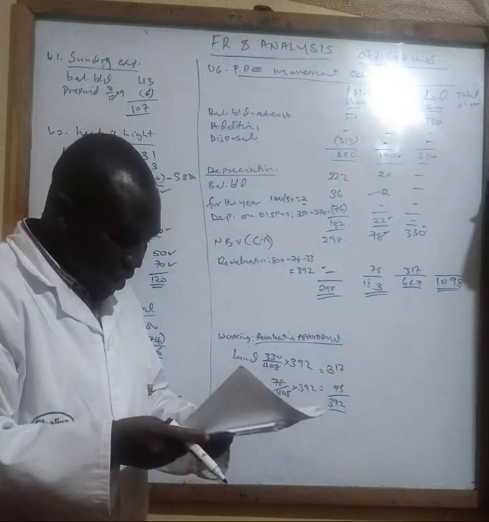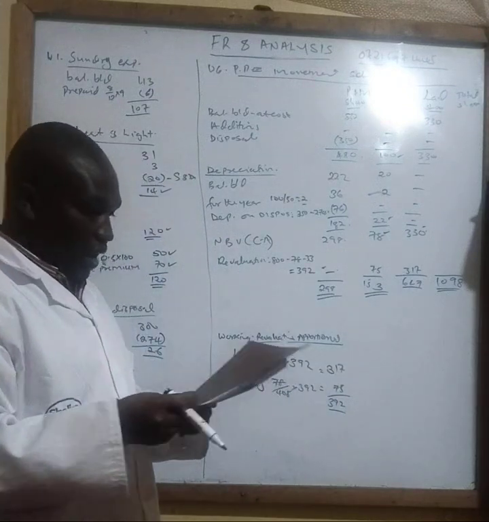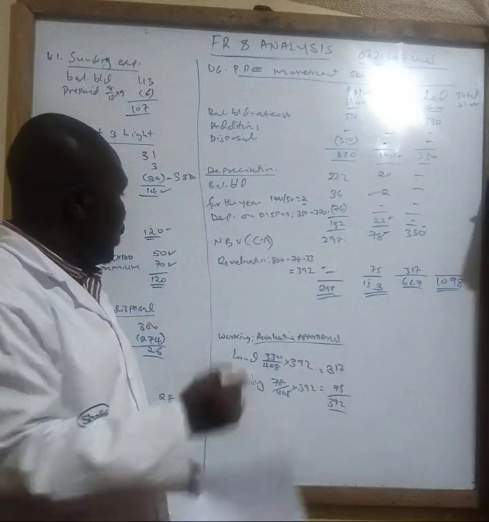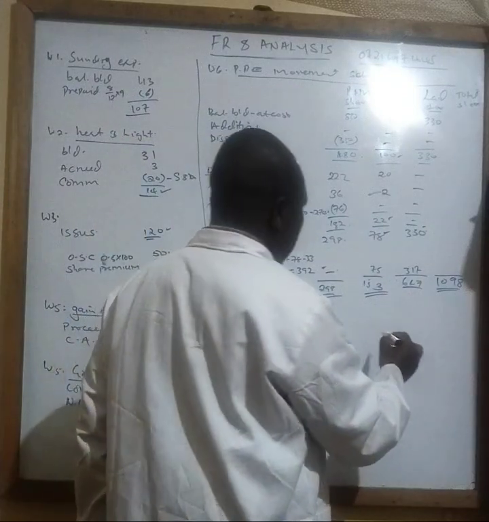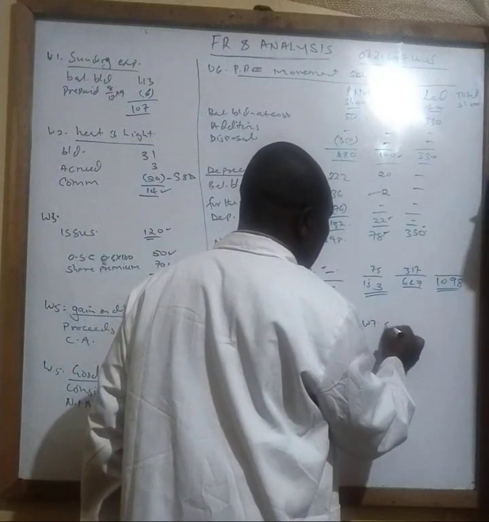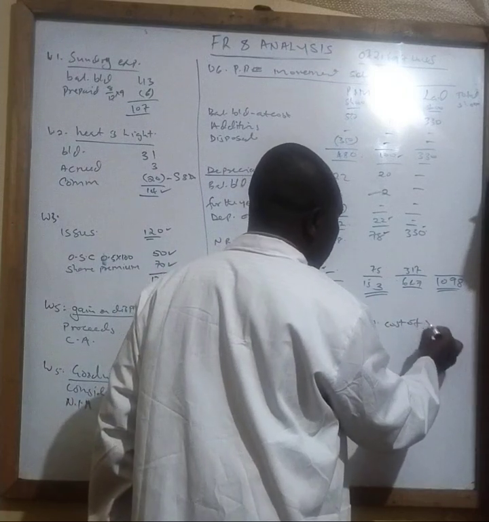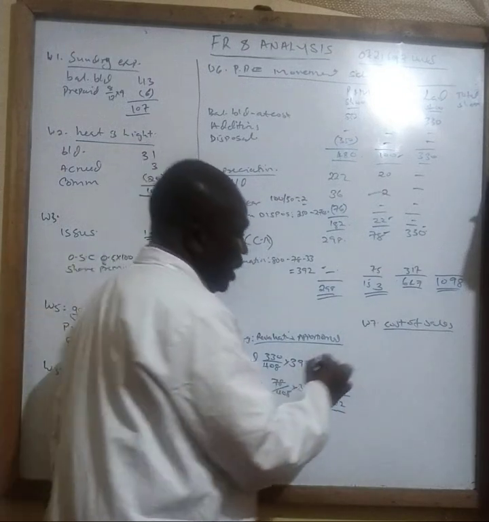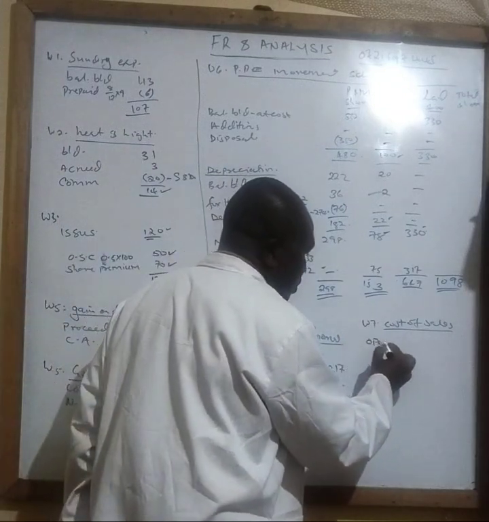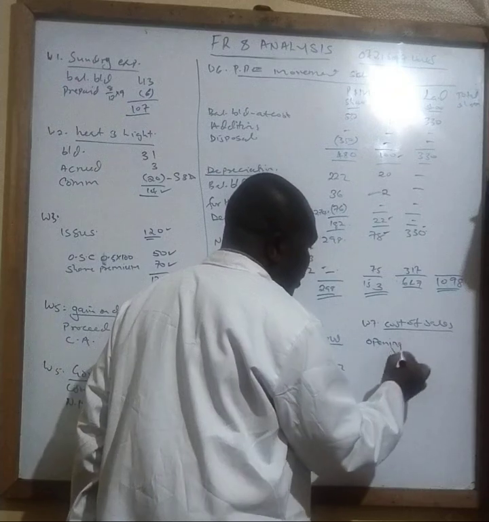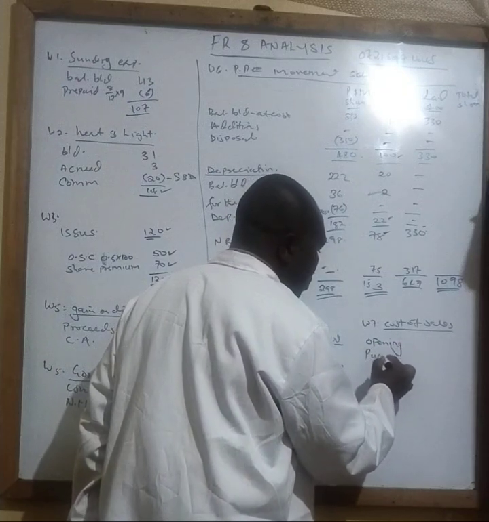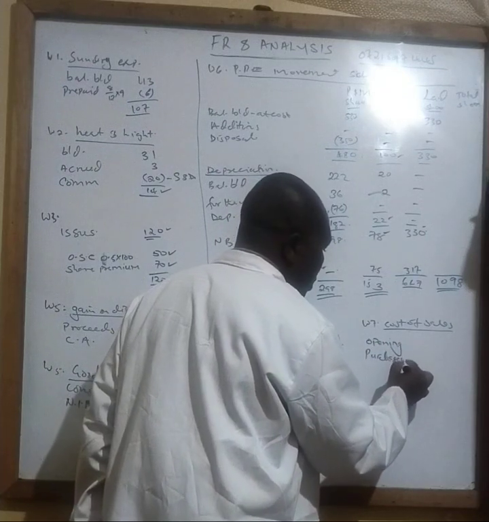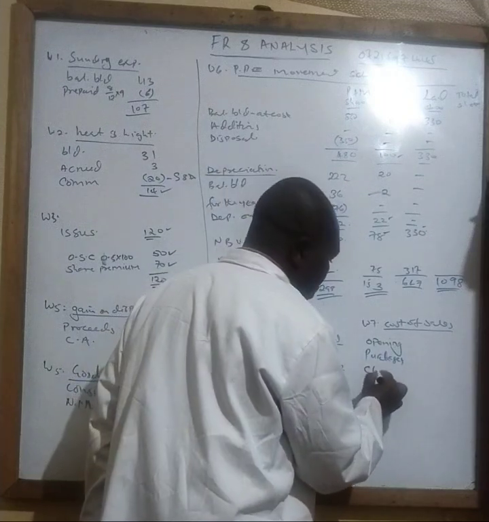Now, on the same note, I think let me work out also on others. So working number 6, working number 7, cost of sales. Cost of sales, I can now say opening stock, purchases, and then closing stock.